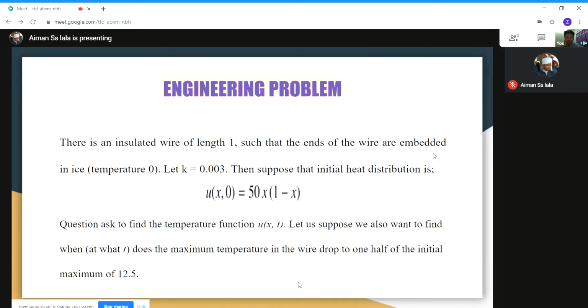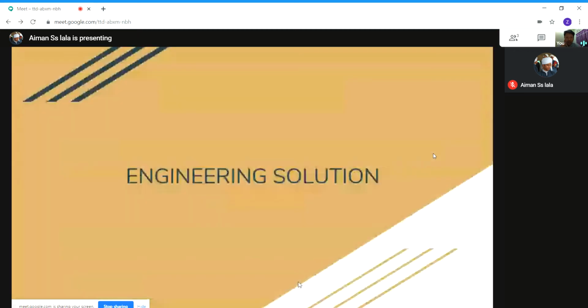So this is the equation given: an insulated wire of length 1, and the ends of the wire are embedded in ice at temperature 0 degrees, and given that k is 0.003 and the initial heat distribution is given as u(x,0) equal to 50x(1 minus x). So this function is given. The question asks us to find the temperature function u(x,t) and the time at which the maximum temperature of the wire drops to 1/2 of the initial maximum.